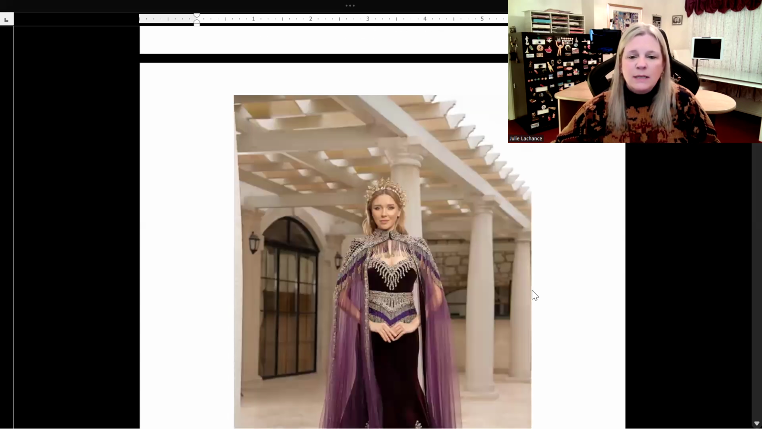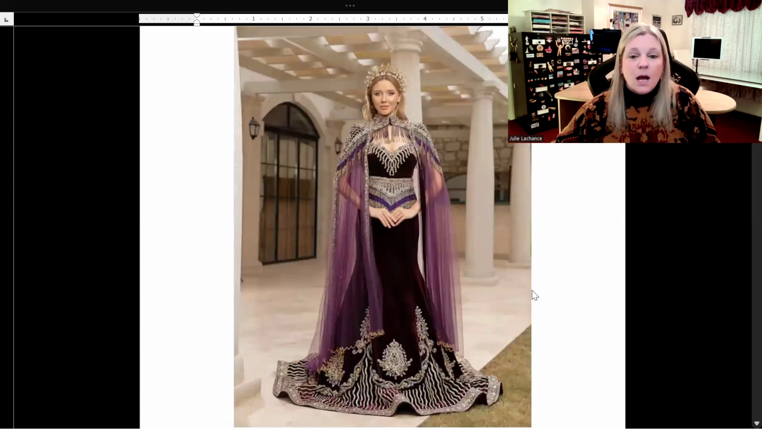And look at this beautiful dress. I would love to have that dress. If I had that dress, I would wear it every day and wear it everywhere. To class, to the grocery store, to a dentist appointment. I would wear that dress everywhere if I had it. So beautiful.